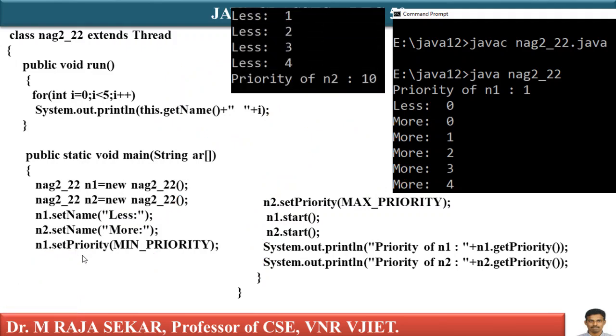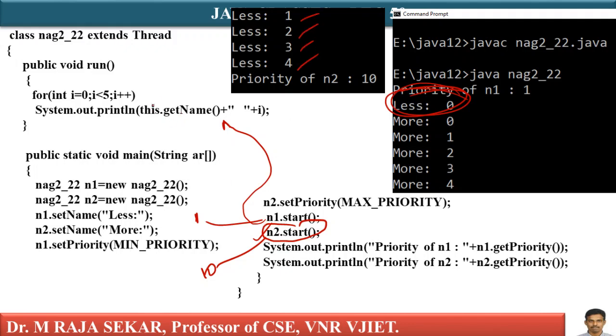Now what's happening? As this thread N2 is executed, control will go back. Already less 0 is completed. As N2 has got higher priority, its priority is 10, but N1's priority is only 1. Now where will it go? It will go to i equal 0, already completed, less 0. Now i plus 1. this.getName. What is N1's name? Less 1, less 2, less 3, less 4. i equal 1, 2, 3, 4. 4 less than 5. It will execute less 1, less 2, less 3, less 4.